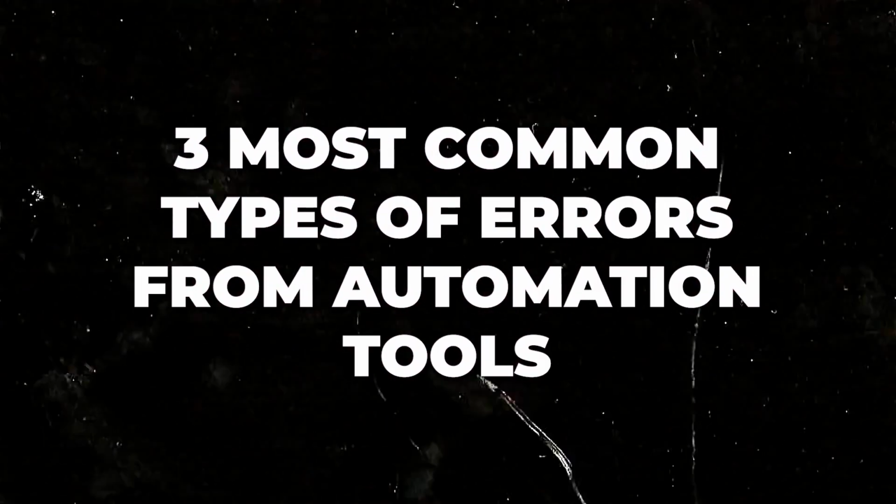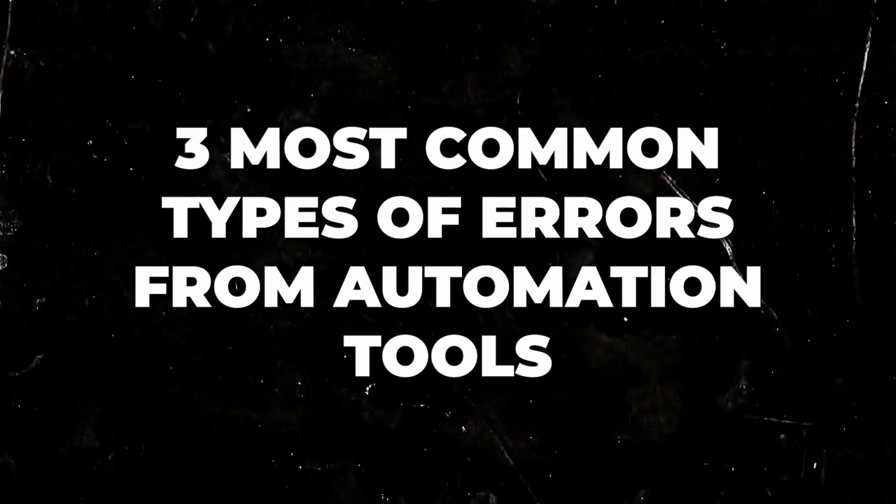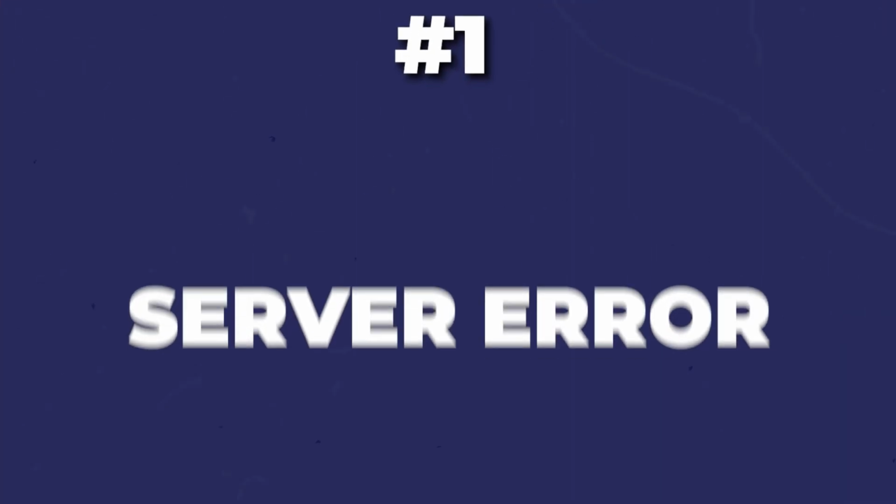And because of that, today I'm going to tell you about the 3 most common types of errors that you can get from any automation tool, so you know how to handle those different types of errors, okay? The first one is a server error. Okay, so this is a 500 type of error that you can get from any app, from any tool.